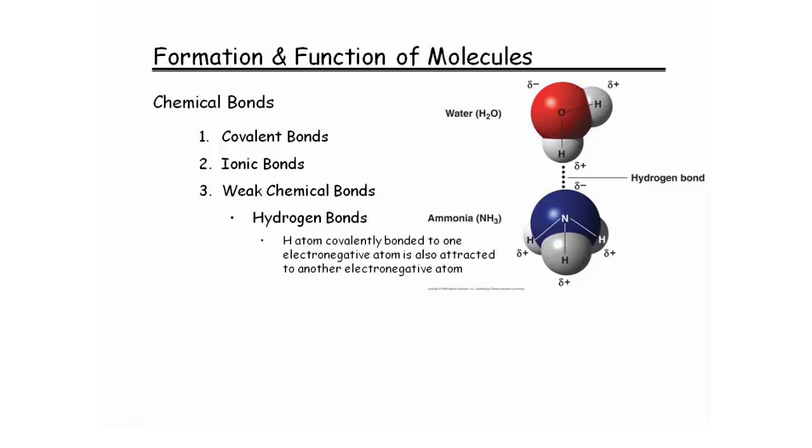We now want to talk about what we would call weak chemical bonds, and we're going to talk about two different types. The first ones are the hydrogen bonds. If we read through the definition here first, it's when we have a hydrogen atom covalently bonded to one electronegative atom that is also attracted to another electronegative atom. All right, so we're going to break it down and look at that definition in parts and pieces.